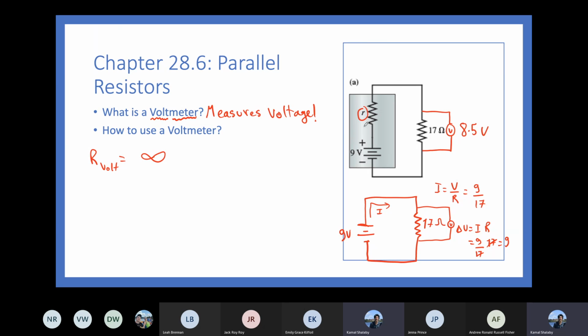Anyway, moving on. So if you want to find this small r, how can we find it?